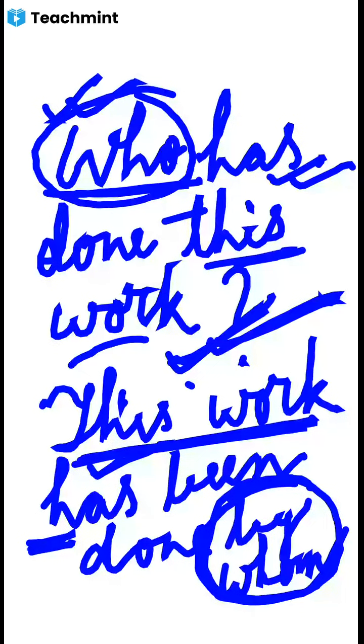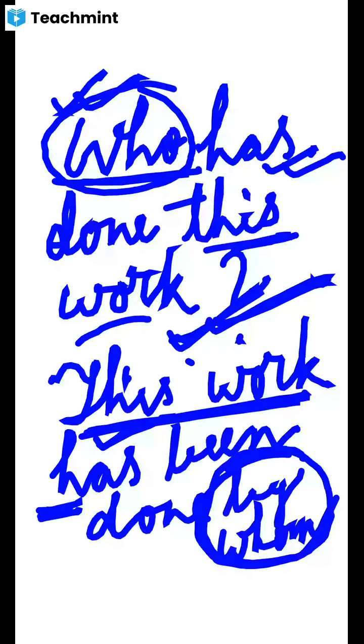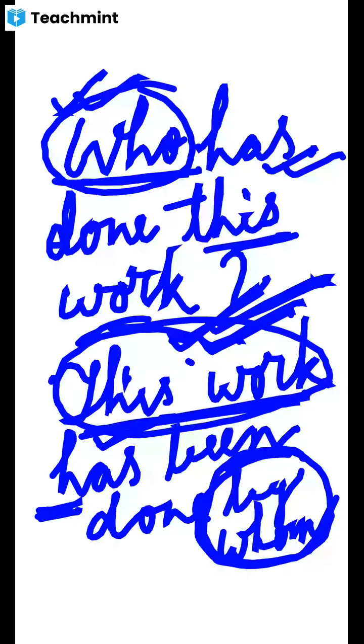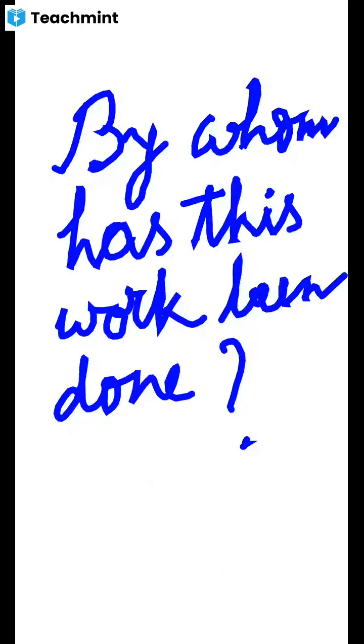Because this work is a subject in our passive voice. So in our passive voice, if this work is a subject, the helping verb has to go before the subject while making it into a question form. So therefore, by whom has this work been done? Is it clear to all of you? Yes, ma'am. Okay, now you tell me this answer.